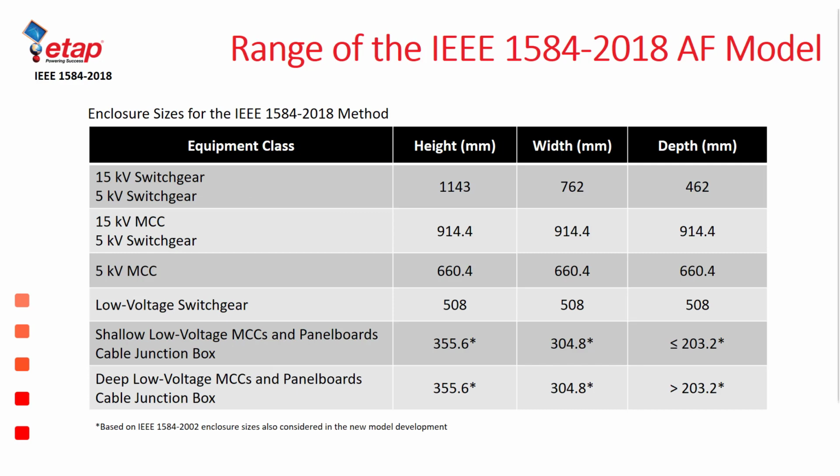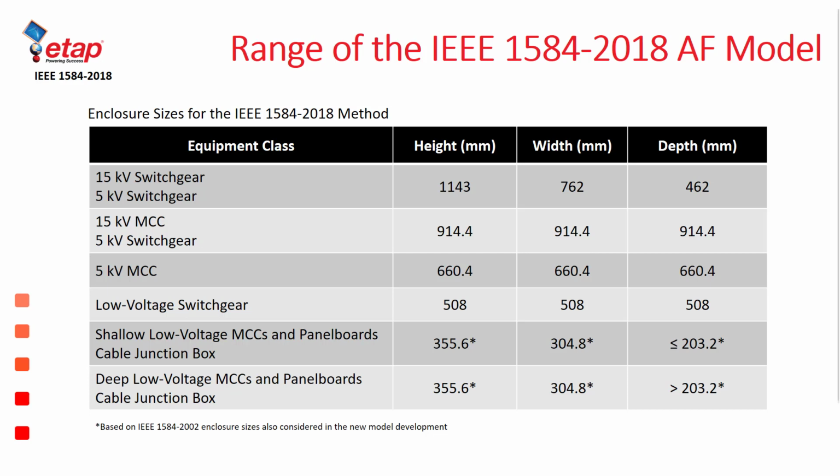The enclosure sizes for the IEEE 1584-2018 method. We basically can see that there's a total of 6 enclosures which were used for the development of this model. Of course, the larger enclosures were used for medium voltage, and the smaller enclosures were used for low voltage. So the simulation results are more accurate when similar enclosure sizes are used, as described in this table. However, the model allows the opening area to vary from 20 by 20 inch, so that's the opening front end of the enclosure, towards a maximum value of around 49 by 49 inch. And this is for the medium voltage part of the model.